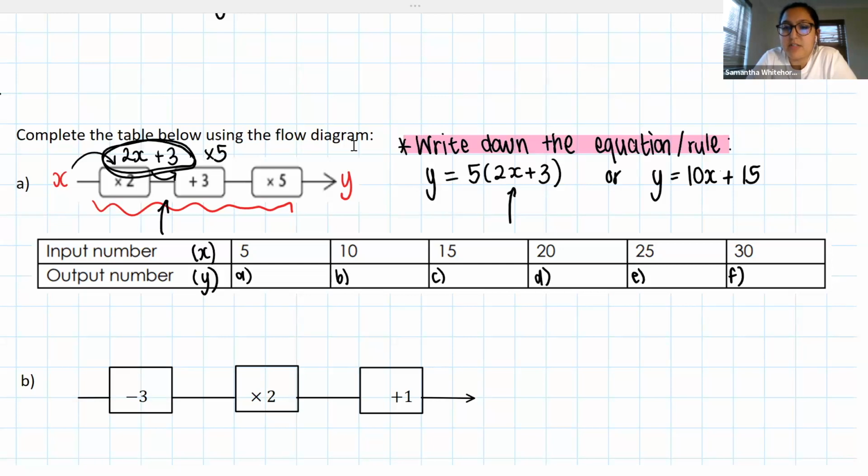Guys, the first answer is not 25. So just be very careful, please. The first answer is not 25. So everyone who has written down 25 as their first answer, you need to go double check and make sure that you are doing your order of operations correctly.